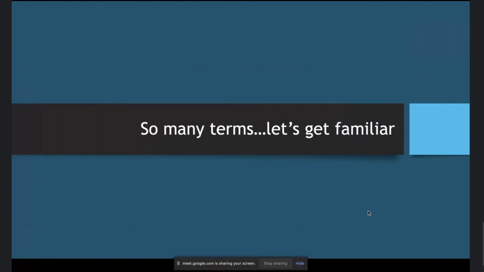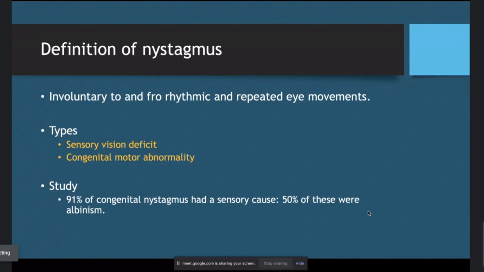There are many, many terms that we use when we talk about nystagmus, so let's get familiar with the most common ones. First of all, when do you call something a nystagmus? It has to be involuntary. It's a to and fro, rhythmic and repeated eye movement. So it's not bizarre eye movements, and it's not anything that patients do voluntarily. That definition is very important, because there are other eye movement disorders like opsoclonus, which are not rhythmic.